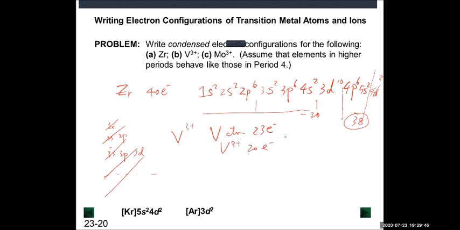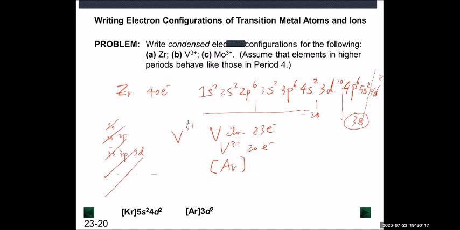To write a configuration for vanadium, you do the same. This time, I feel like we need to use a shortcut. Use the noble gas shortcut. Use argon, because argon is the one immediately before vanadium. Argon is 18 electrons, so 2 more electrons. After argon, the low energy subshell should be the 4s.